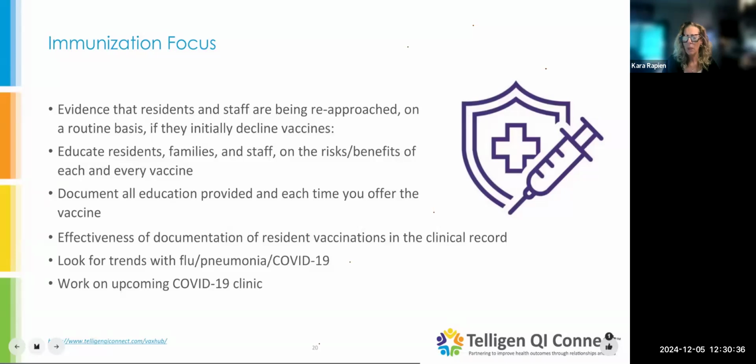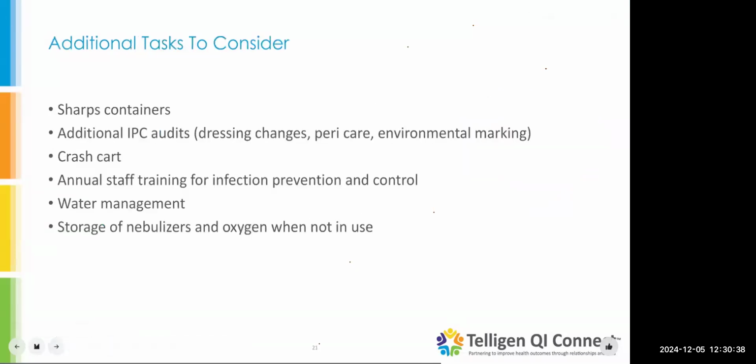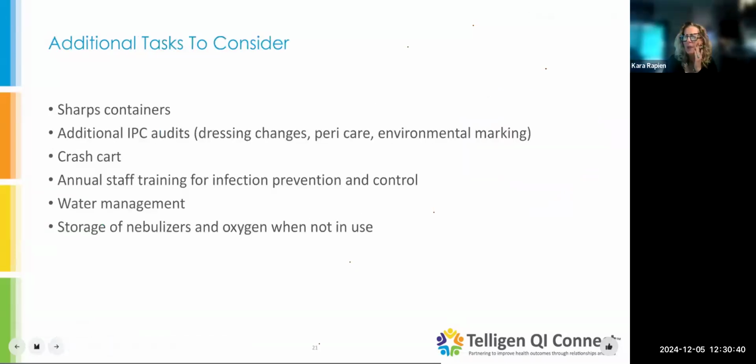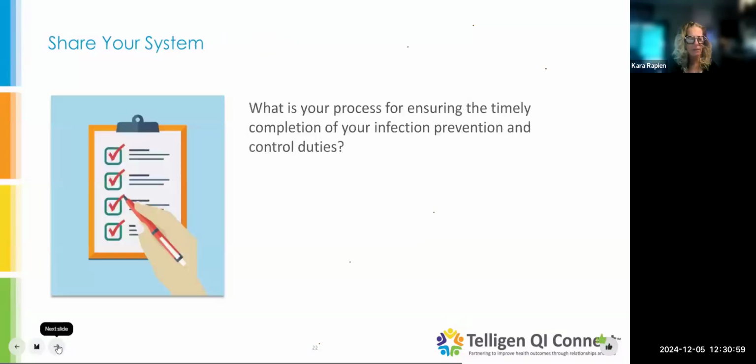Next slide, please. What time is it? Yep, we're just about at time. Okay. Then I'm just going to briefly go through. We have here on the slide additional tasks to consider in looking at as an IP. And then our last slides are different systems that you can use to help organize yourself. I apologize for time. We have the spreadsheet.